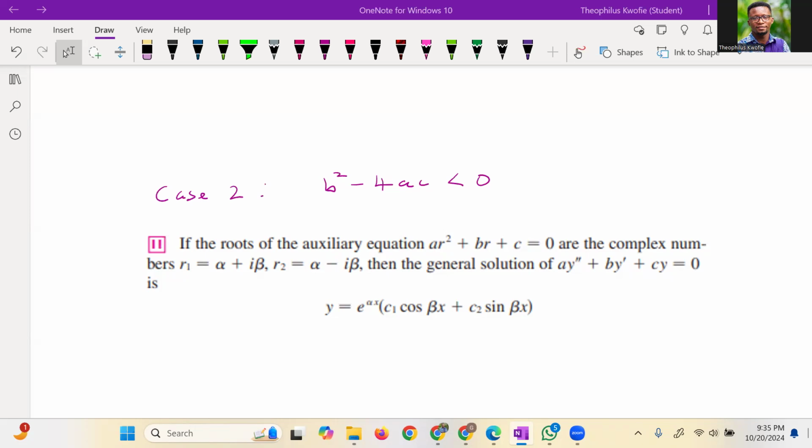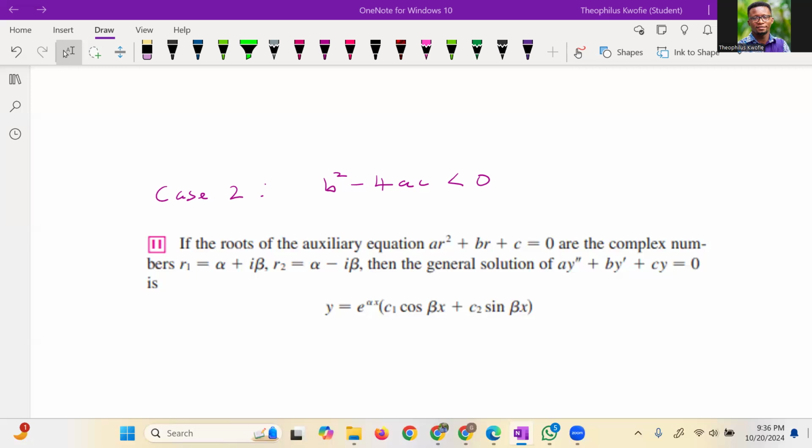In this particular episode, I'm so excited to take you through the journey of homogeneous linear equations. In previous episodes, we've been looking at various cases where the discriminant is being restricted. But in this particular case, we are looking at a situation where the discriminant is less than zero.